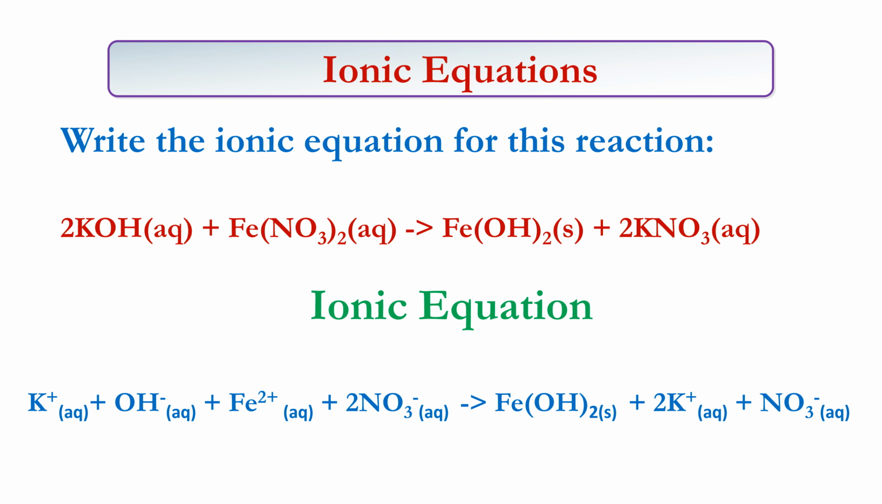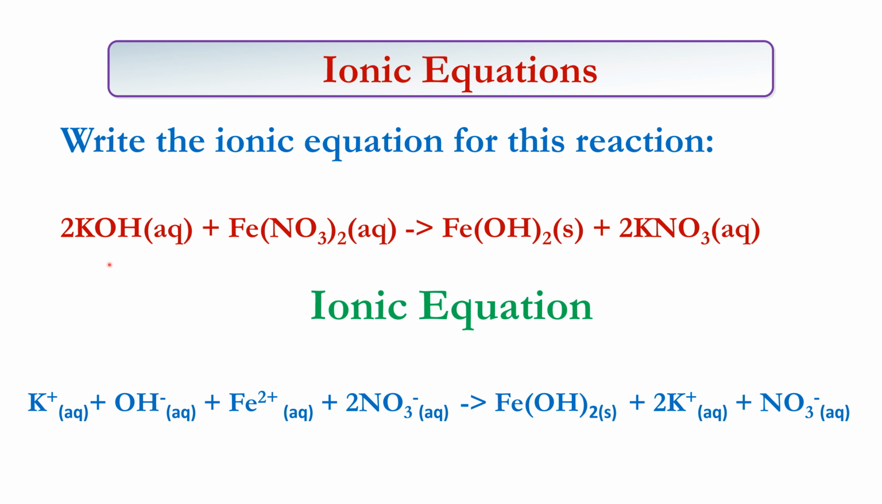We now look at how to write ionic equation when you are given formula equation. If you are given this formula equation and asked to write the ionic equation, you look at the state of each of the reactants and the products. Any compound that is aqueous will separate into positive and negative ions. But any compound that is solid, like iron 2 hydroxide, will not separate because it is insoluble in water.